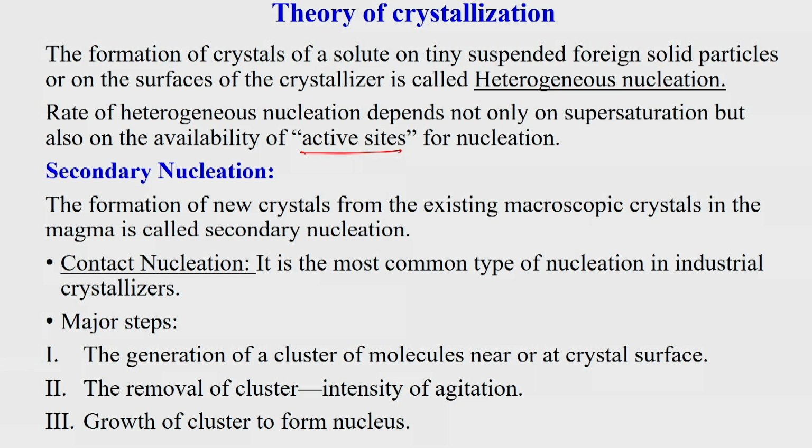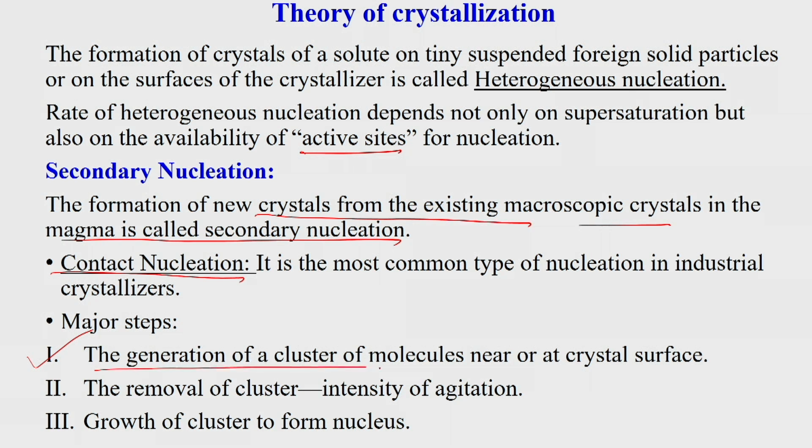Okay. Now, whenever we talk about secondary nucleation, the formation of new crystals from the existing macroscopic crystals in the magma is called secondary nucleation. For that we have four different types of nucleation. The first one is contact nucleation. It is the most common type of nucleation in the industrial crystallizer. The major steps are like this.